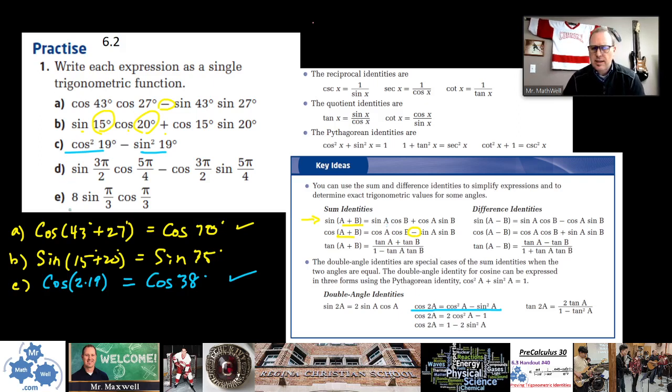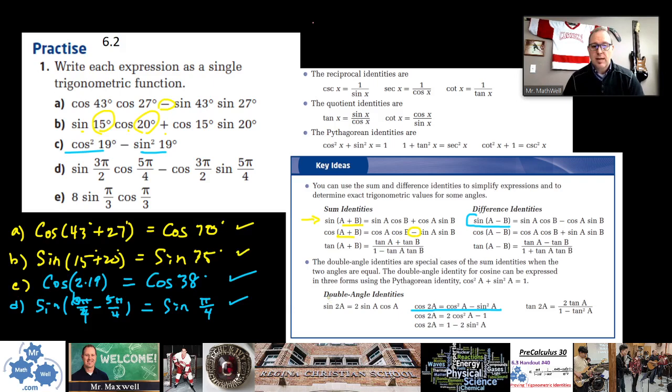All right, D and E get a little tougher, so let's take a look at D and E. Sine cos minus cosine sine looks like sine of A minus B up here. For D, A is 3 pi over 2 minus B, which is 5 pi over 4. We should get these with a common denominator, so that's 6 pi over 4. So 6 pi minus 5 pi is 1 pi over 4, and that's the answer there: sine of pi over 4.